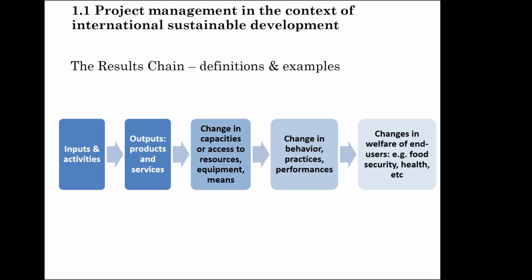Now, summarizing once more the results chain. This sequence of results is called the results chain. We have started from the planning phase, looking at the impacts, the goals that we want to achieve. We have looked at the outcomes that we need to achieve these goals, the preconditions necessary to achieve these goals. And then we saw which outputs are necessary, which interventions of the project should be in place so that we can achieve these outcomes, and then we plan the inputs and the activities that are necessary to produce these outputs. So from the planning perspective, this is a top-down perspective.